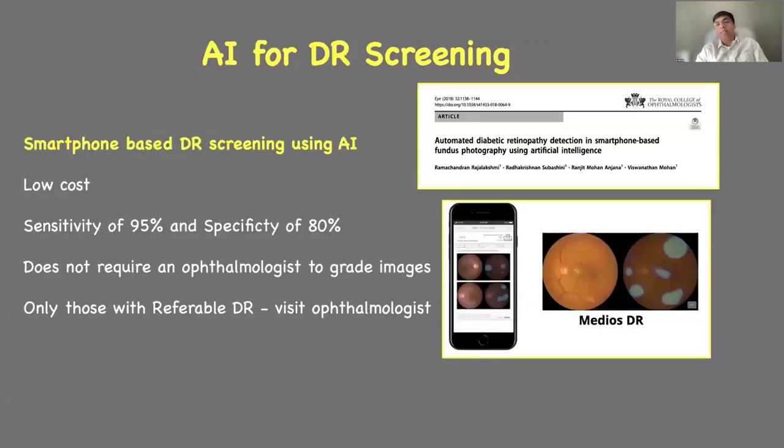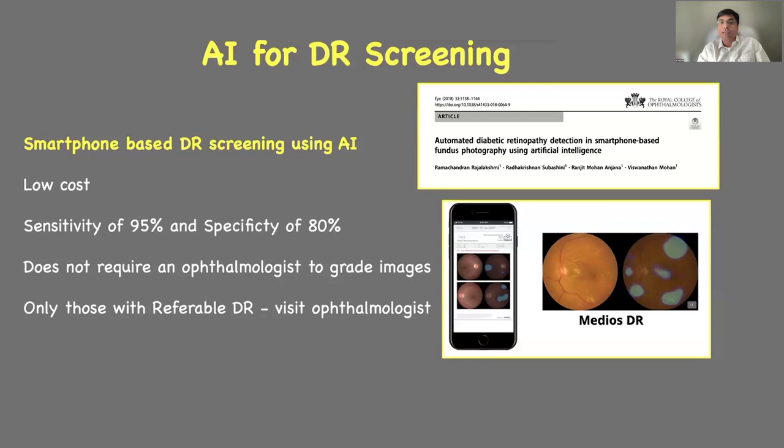So what has come up in recent times is the AI-based screening for that, and it has not only been shown to be cost effective, the sensitivity is as high as 95%. Moreover, the ophthalmologist nowadays doesn't have to grade the images, because there is a study which was published and it showed that an ophthalmologist takes about 12 minutes to grade an image, while the AI can do the same in seconds. So that is an added advantage.